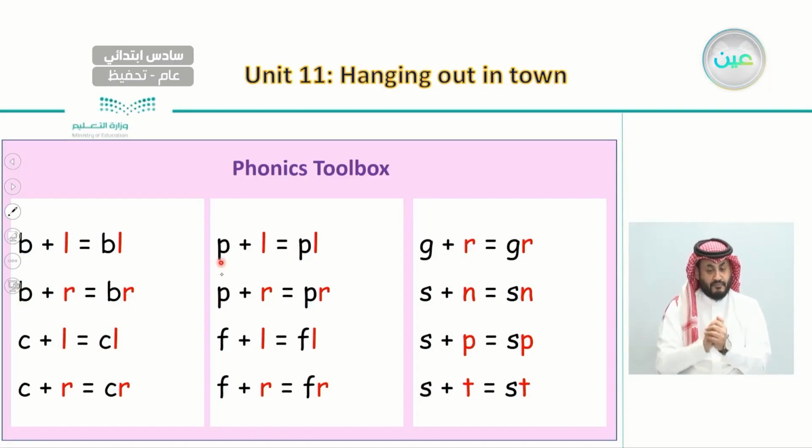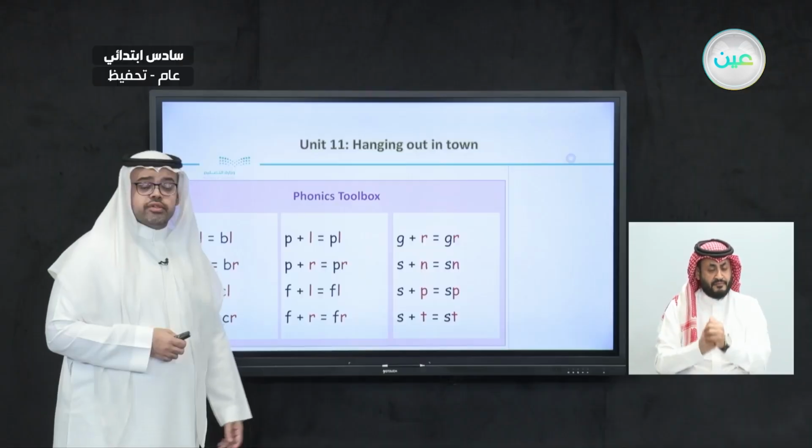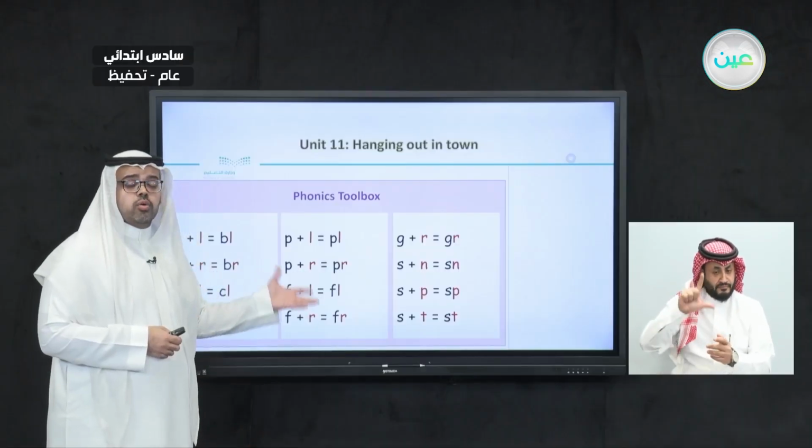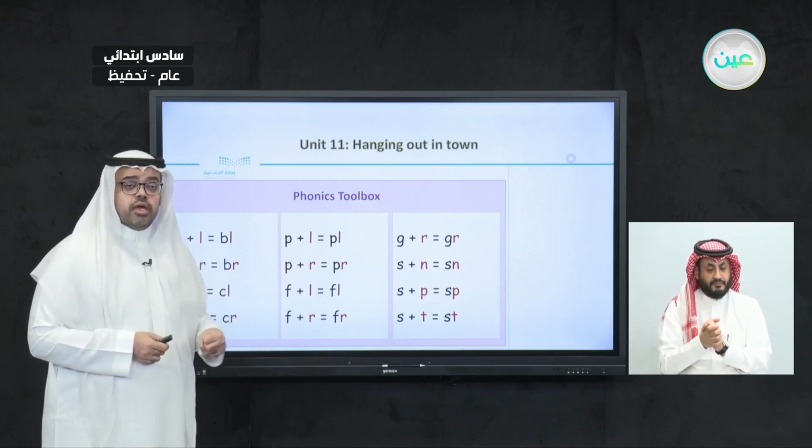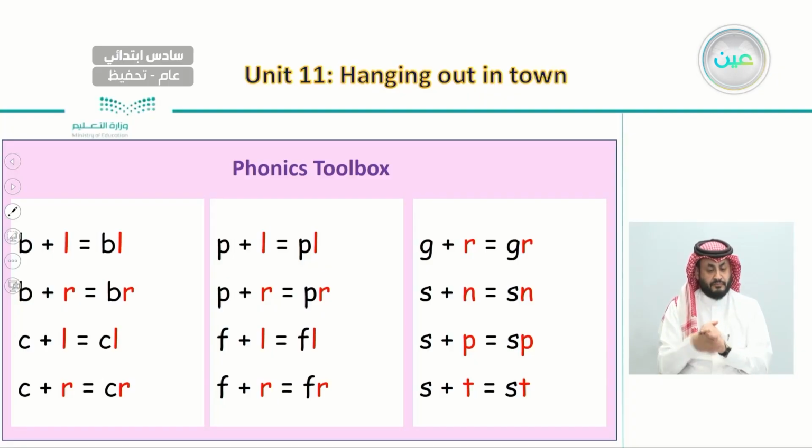Here we have P and we have L, and they represent also a one unit, as if we said plural. The same goes for the second one. Here we have P. If we add to it R, it will be pronounced as present. Present. And here we have F. If we add to it L, it will make a one sound unit, as in flower.